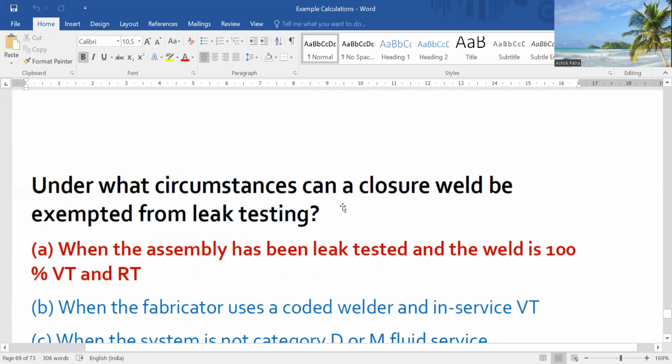Under what circumstances can a closure weld be exempted from leak testing? When the assembly has been leak tested and the weld is 100% UT or RT.